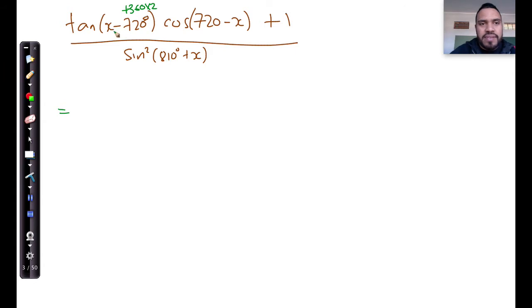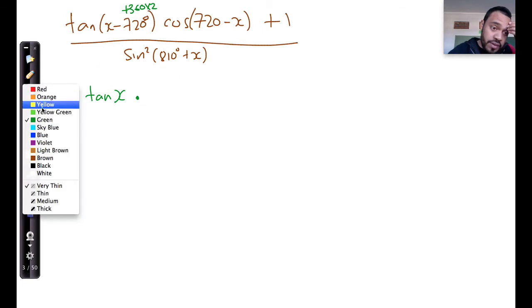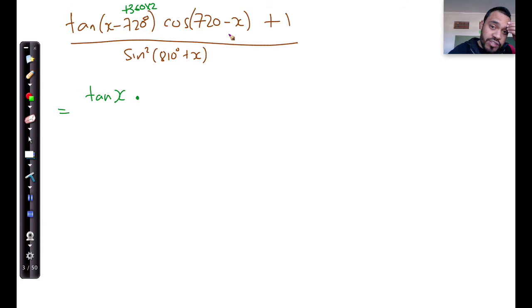Once I've done that, remember if you watch video 1 or 2 in the first set of trigonometric videos, you'll be able to see why I can add or subtract multiples of 360 using coterminal angles. So now I see that that is simply going to be tan of x. Okay, let's look at the second one over here. Cos of 720 minus x. Well, if I minus 360 times 2, in other words, I minus 360 twice, I'm going to be left with cos of negative x.